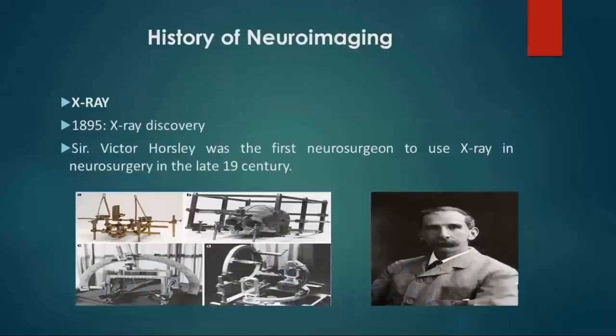So we will have a look at the brief history of neuroimaging. Neuroimaging first started with the development of X-ray, which was done in 1895. Actually, after the development of X-rays in 1895, it wasn't used to visualize the brain until Sir Victor Huxley, who was the first neurosurgeon to use X-rays in neurosurgery in the late 19th century.